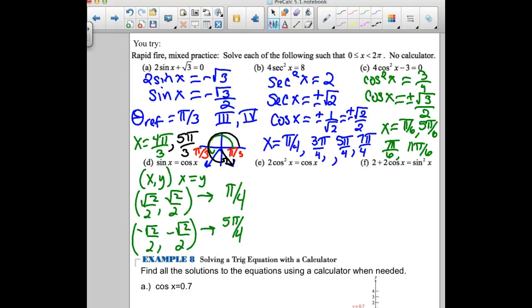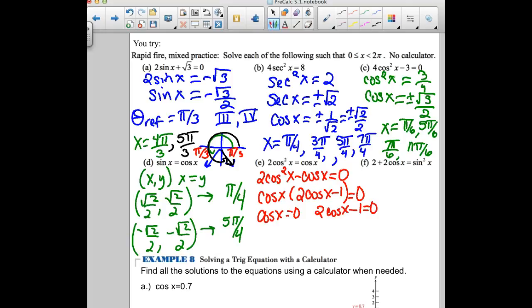Okay, example E. Notice that we have cosines on both sides. Let's get everything to one side and we can try to factor it. So 2 cosine squared x minus cosine of x equals 0. We can factor a cosine out. That leaves us with 2 cosine of x minus 1. And then let's set each of those equal to 0. So cosine of x could be 0, or 2 cosine x minus 1 could be 0.